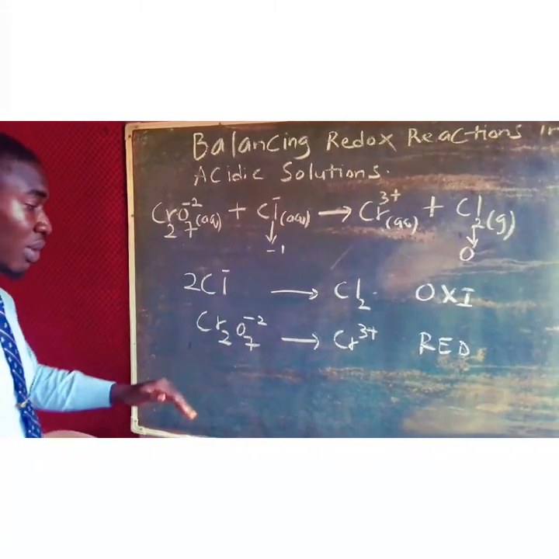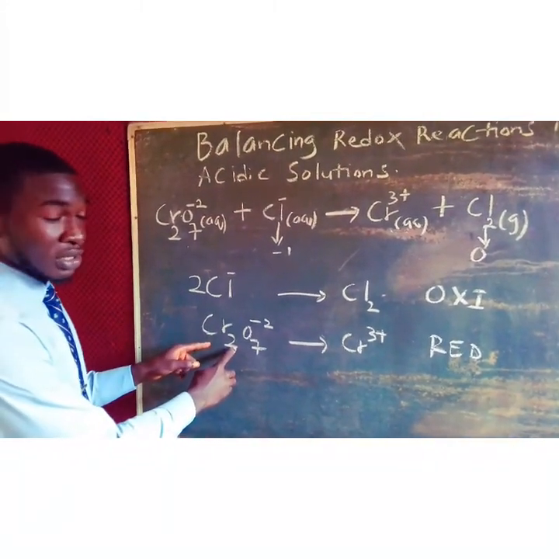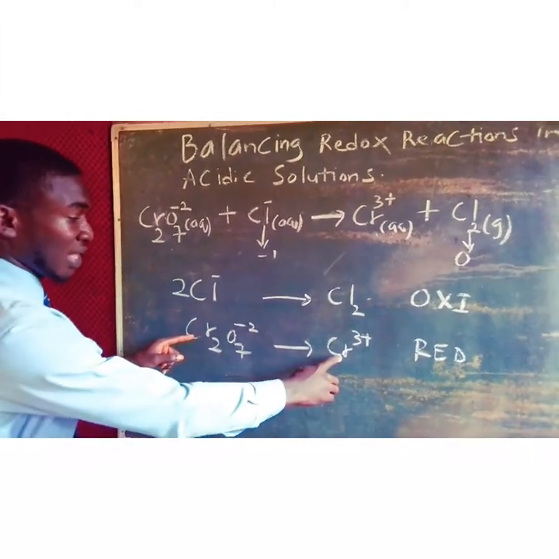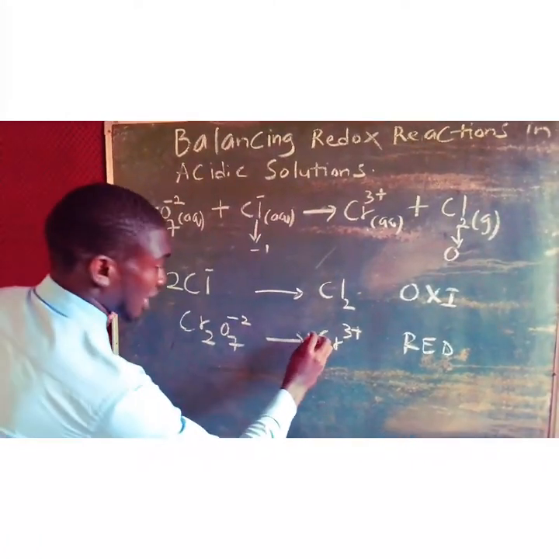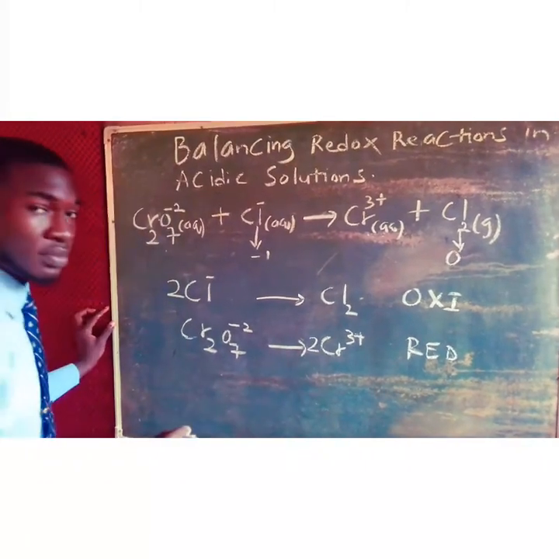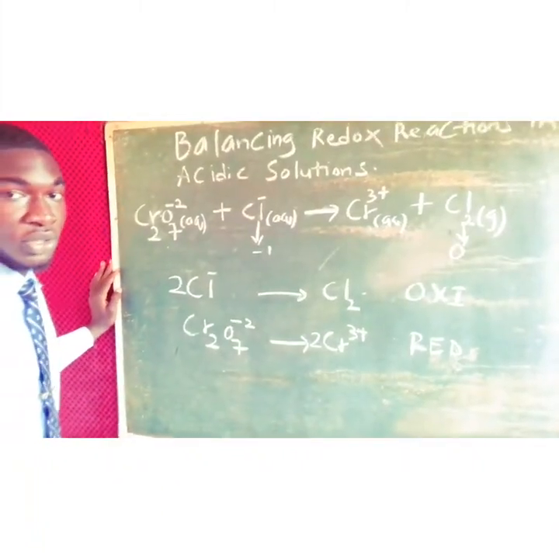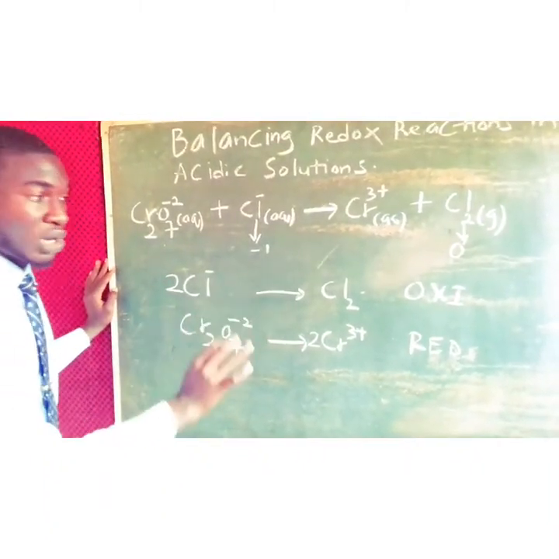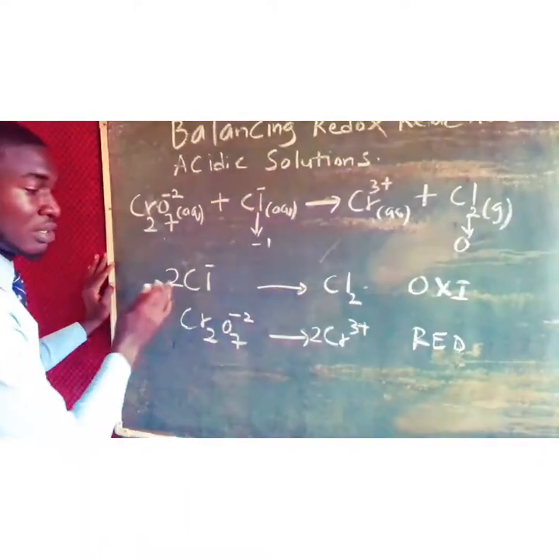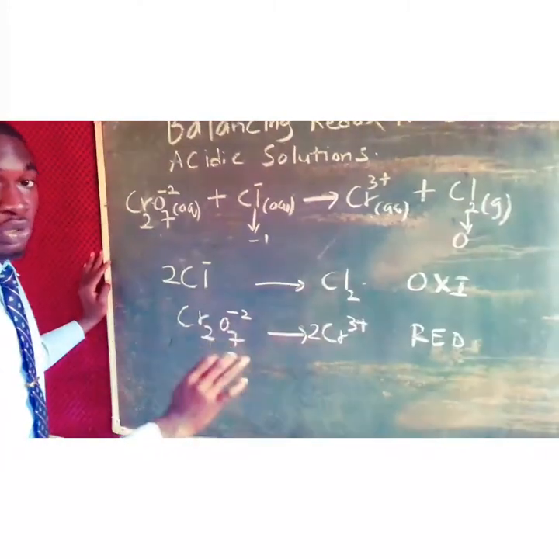So let's see how we can balance this. The chromium here is 2, where here is just 1. So we just have to add 2 here. Now, the second step is done. We've balanced atoms other than oxygen. Atoms of chlorine balanced, atoms of chromium balanced.